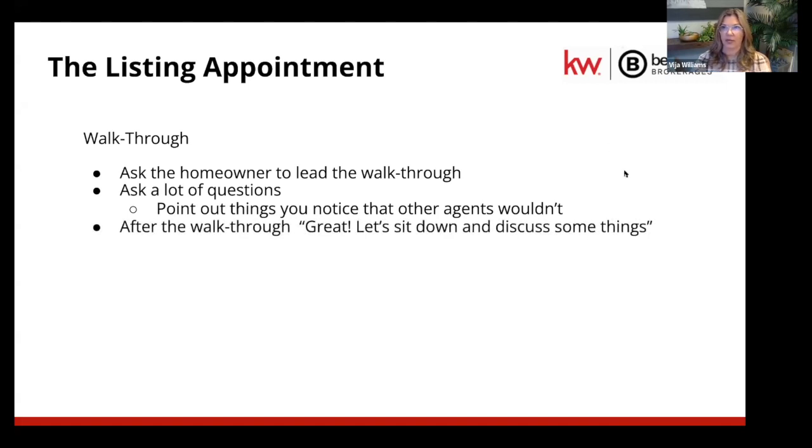It's important that you know your script. Once the walkthrough is done, you don't want to just go, okay, and stand there awkwardly. You want to know your script and say, okay, perfect. Let's sit down and discuss some things. And you want to be definitive. You want to lead this meeting and lead it to the next step, which is at the dining room table or the kitchen table or wherever you're going to do it, right?